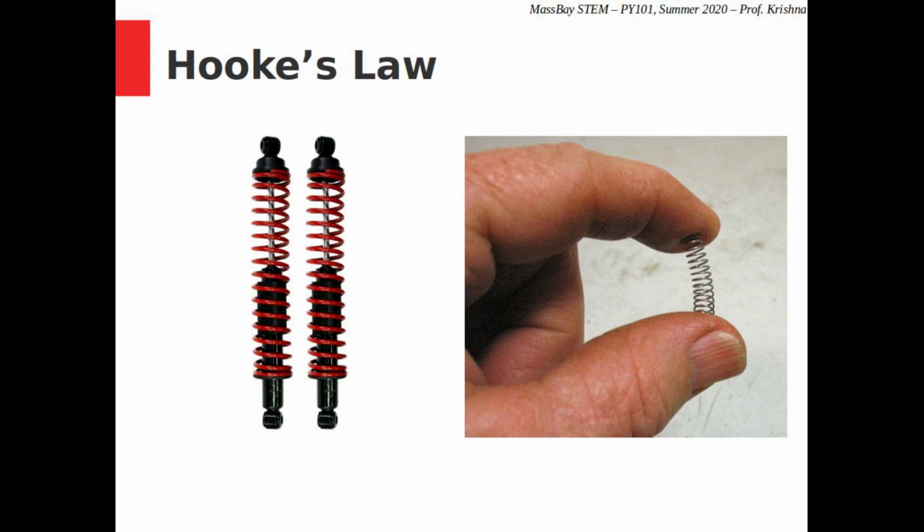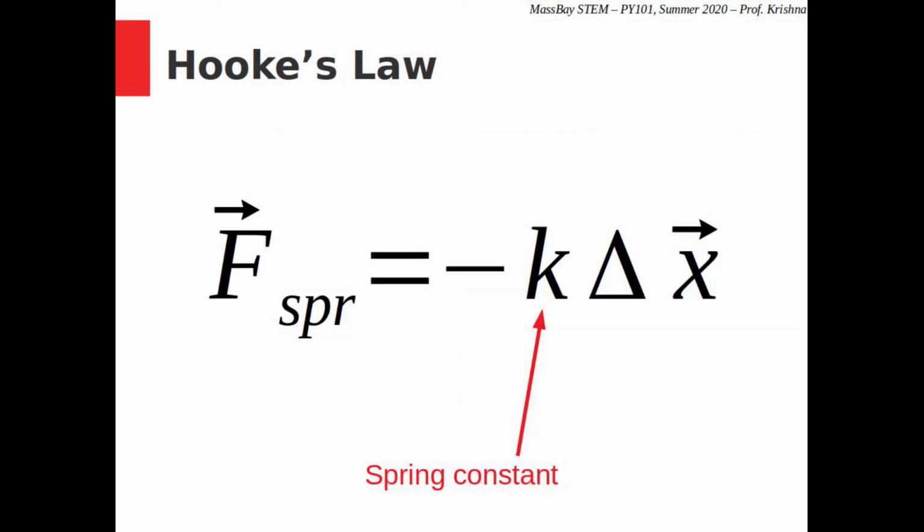A very stiff spring, like the one found in the shock absorber of a car, needs a much bigger force to compress it than the much flimsier spring that you would find in your ballpoint pen. The stiffness of a spring is denoted by the letter k and is known as the spring constant of the spring. This equation, which describes basically how a spring works, is called Hooke's law.